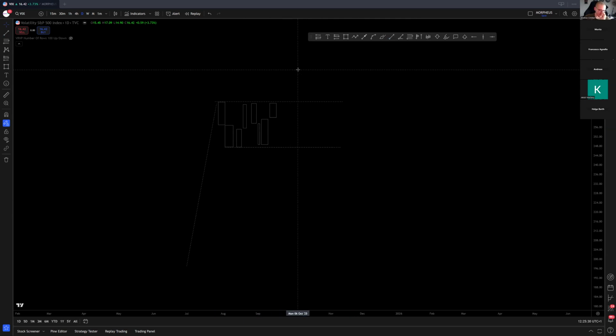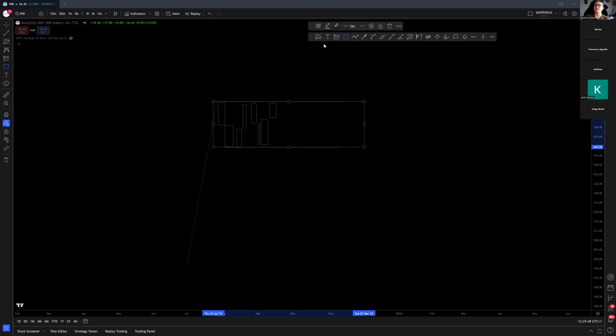What is the genius thing about the work of Tom and Serge is being able to rationalize this and having an objective way of defining ranges. So this is our range.